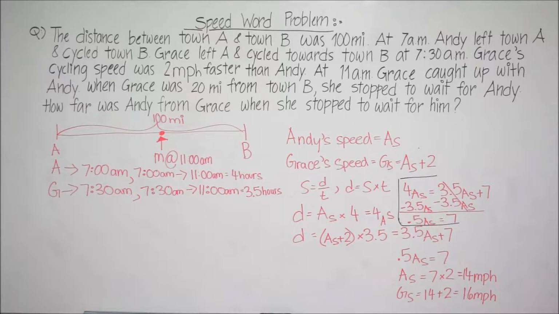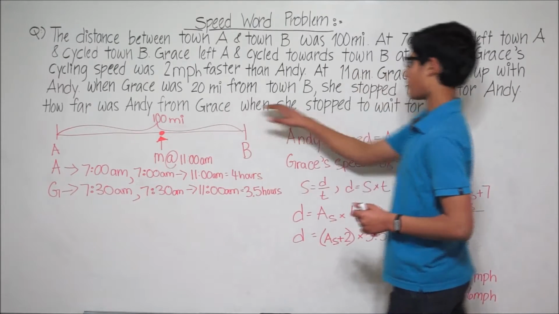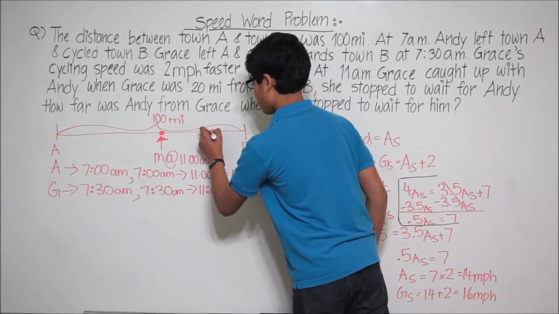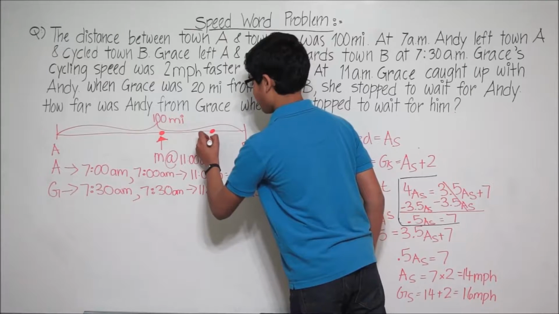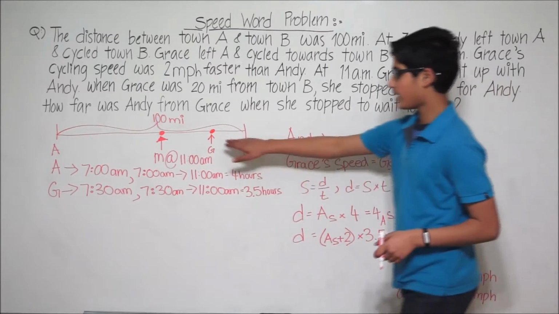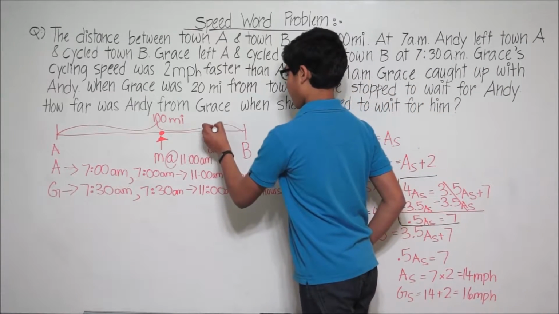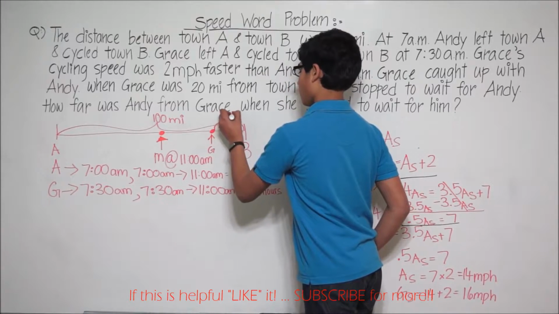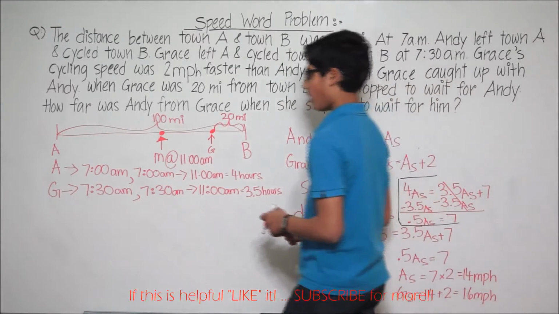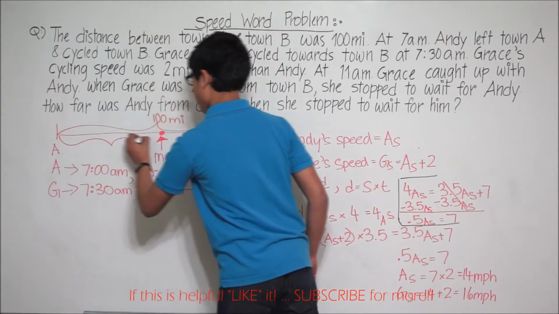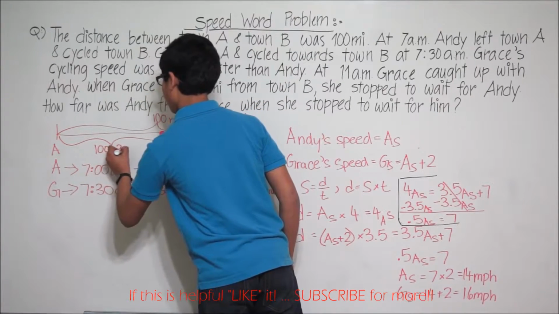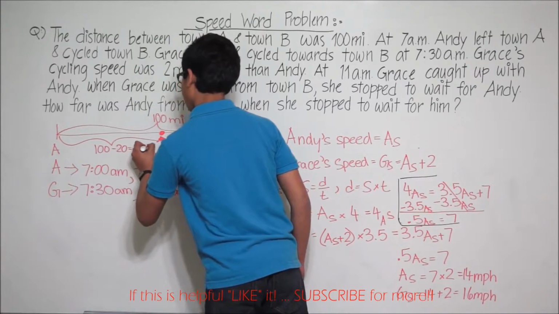Now the problem states that when Grace was 20 miles from town B, she stopped to wait for Andy. So, this is where Grace stopped to wait for Andy, G for Grace. And the distance from here to town B is 20 miles. So this means that the distance she already traveled is equal to 100 minus 20, which is equal to 80 miles.